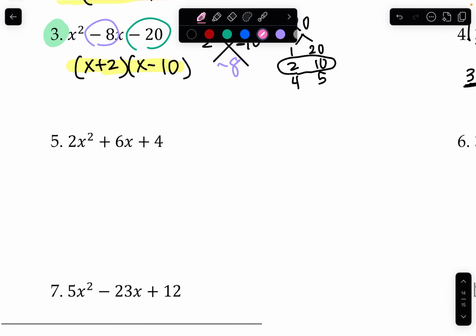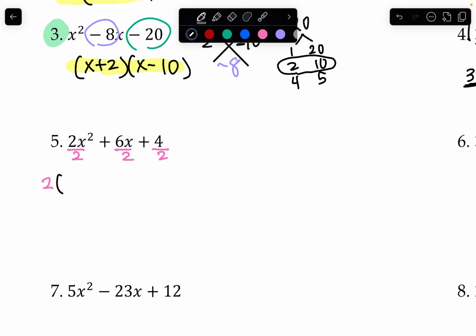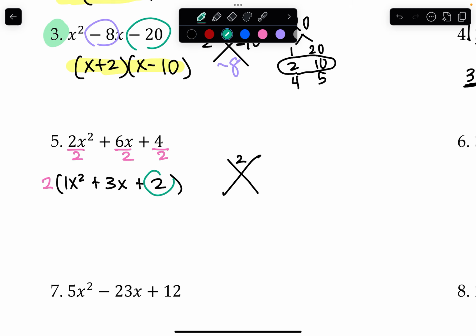Okay, number 5, a similar situation. All of these numbers are divisible by our A value 2. And so we can factor out the 2. And it leaves behind x squared plus 3x plus 2. And so now we have a trinomial that has an A value of 1. We love that. So we need two numbers that multiply to 2, but add to 3. Those numbers are 1 and 2.